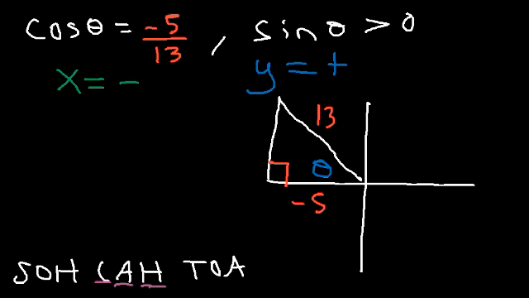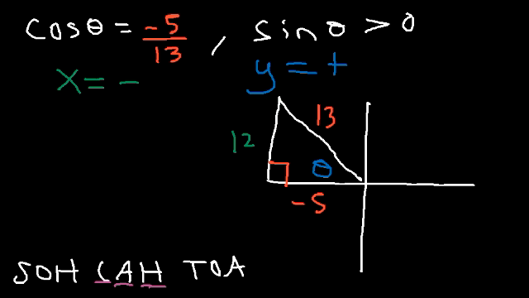So now we got to find the missing side. Now notice that this is a special triangle. It's the 5, 12, 13 triangle. So this is 12. Now is it positive 12 or negative 12? In quadrant 2, the y is positive since it's going up. So it's positive 12, not negative 12.